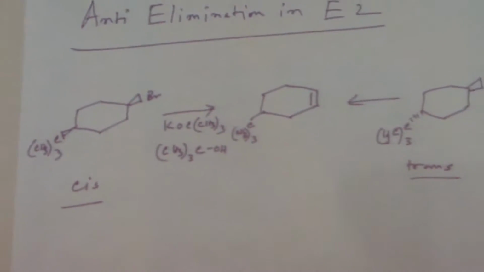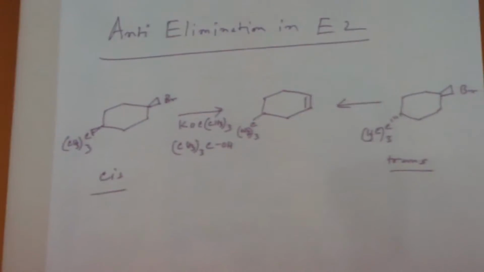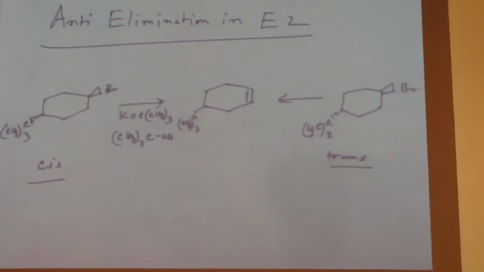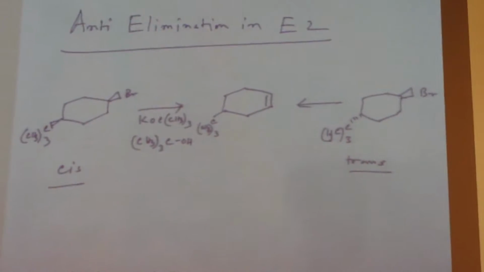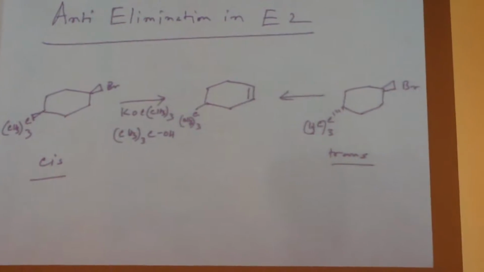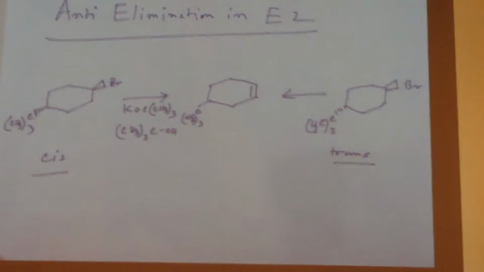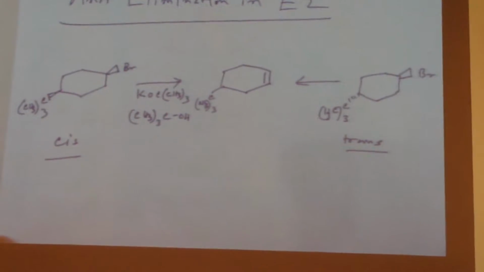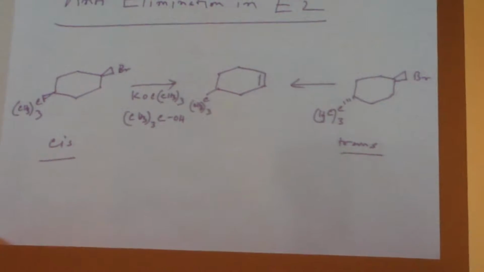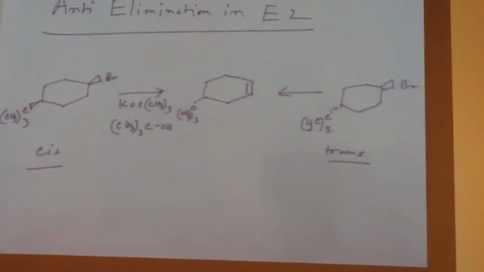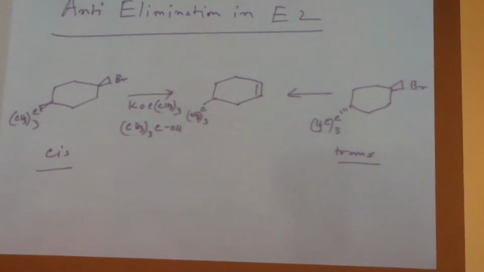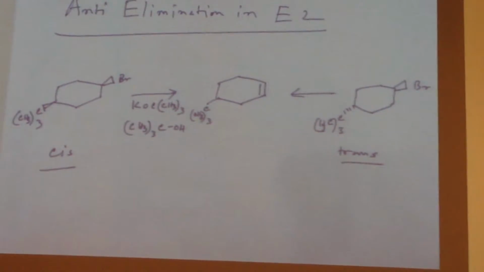So this is an example of what the effect of stereochemistry might be in E2 reactions. We start with either cis or trans bromocyclohexane with a substituent at the 4 position, which is a tert-butyl substituent. And one of the effects of a bulky substituent is that it often pushes most of the conformers in a particular way.